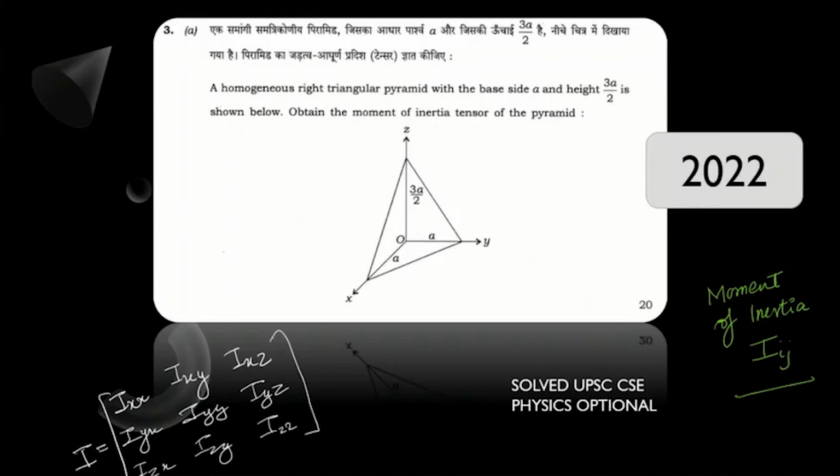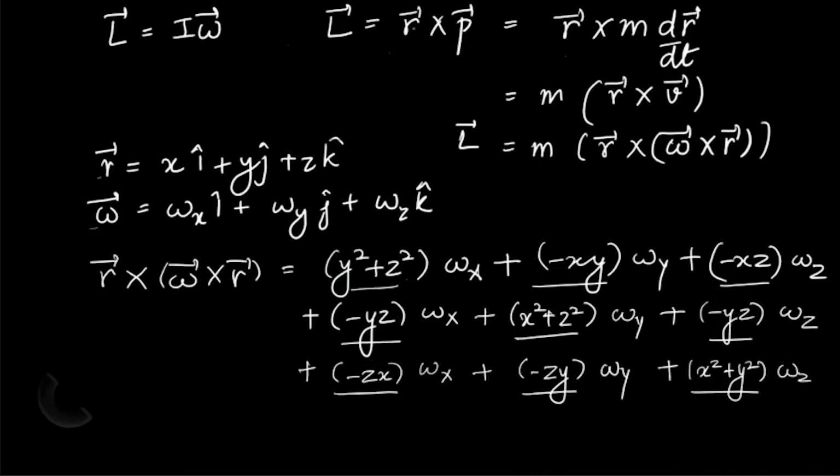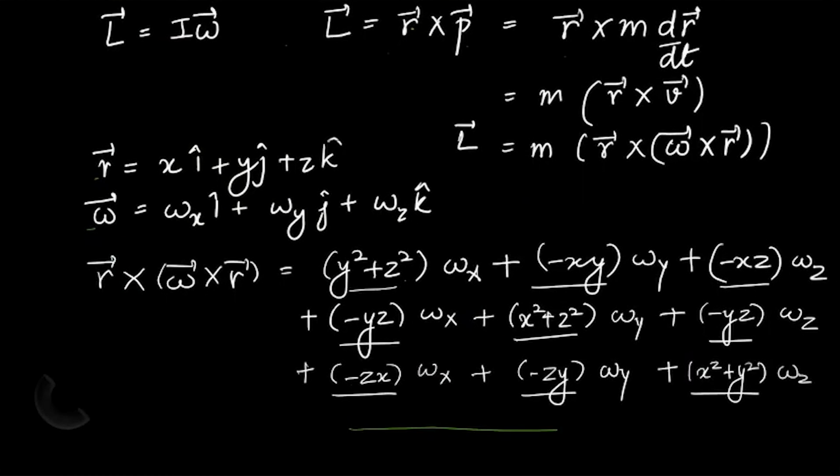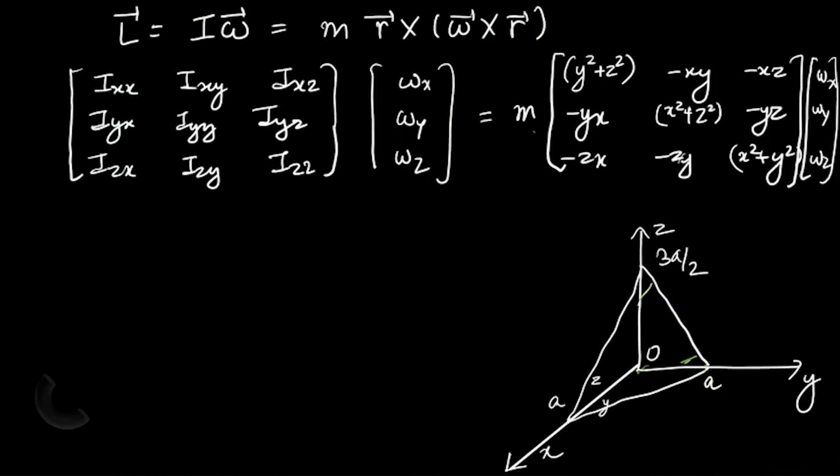So let's first see the tensor. Here we have two expressions for angular momentum. First is L equals I omega and second is L equals r cross p. So we can write this cross product as L equals m r cross (omega cross r). Using this r vector and omega vector, we can find this cross product and we get this expression. We can write this whole expression in the form of a matrix. When we equate these two expressions, we get this matrix form equation.